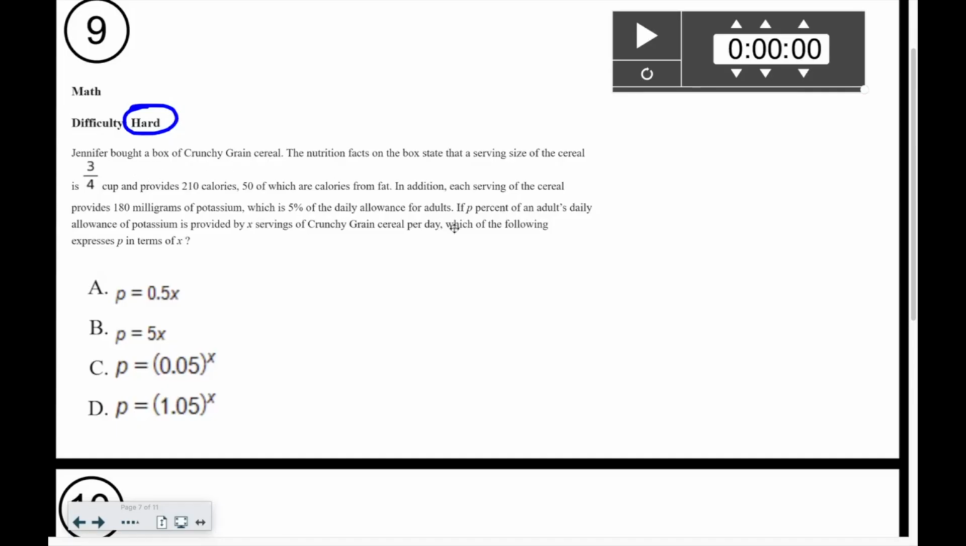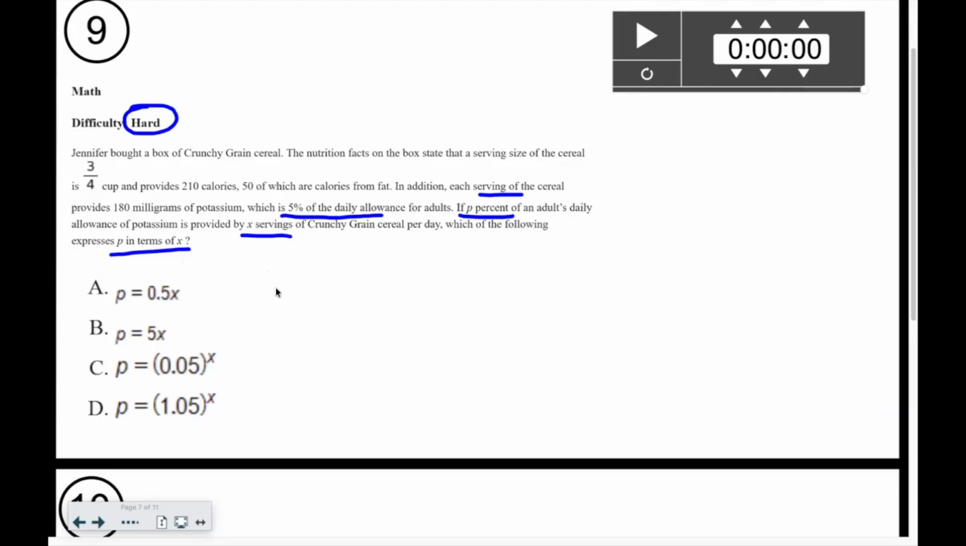So if we go to the question, it says if P% of the daily allowance of potassium is provided by X servings per day, then which of the following expresses P in terms of X? So all we need to know is that each serving is 5% of the daily allowance. All this stuff back here is not important: calories from fat, total calories, serving size. It just wants to know if we have X servings.